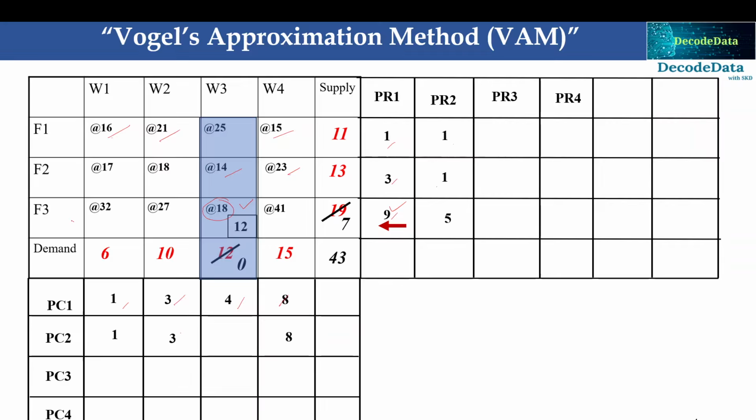Now out of this, which one is the highest? The 8. So we will take the 8 and take the minimum. So minimum is 15. So in this particular cell, we will do the allocation. Now factory 1 has a supply of 11 and warehouse 4 has a demand of 15. So we'll give 11. This will become 0. This will become 4. Now this is over, right?